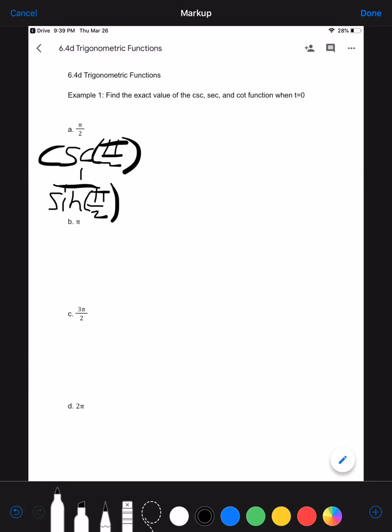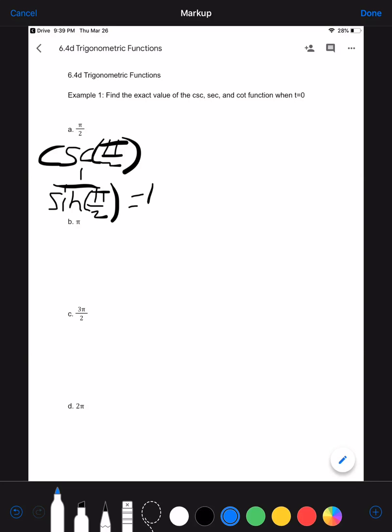And you gotta make sure your calculator is set in radians, not degrees, or you're gonna get a wrong answer. In this case, our answer is going to be 1.